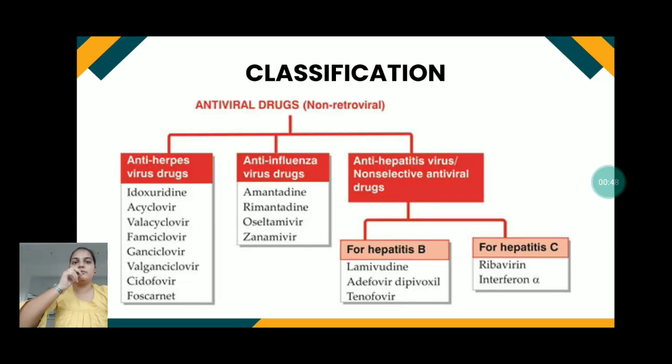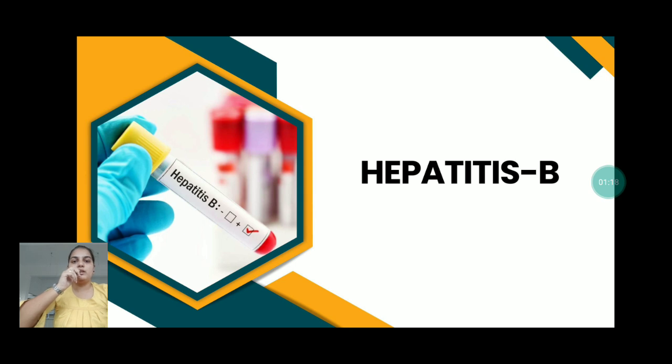Next, we will see the classification of anti-hepatitis viral drugs. There are two categories, drugs for hepatitis B and drugs for hepatitis C. For hepatitis B, we have lamivudine, adefovir dipivoxil, and tenofovir. For hepatitis C, we have ribavirin and interferon alpha. There are new drugs invented nowadays. We also use them against hepatitis viruses. Now we will study hepatitis B and hepatitis C one by one.